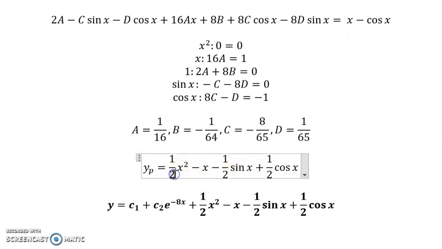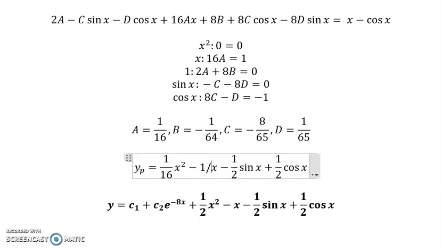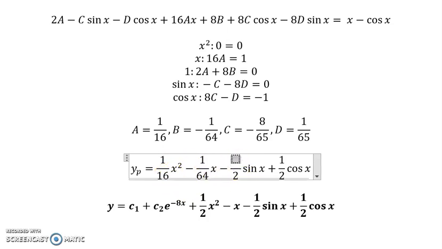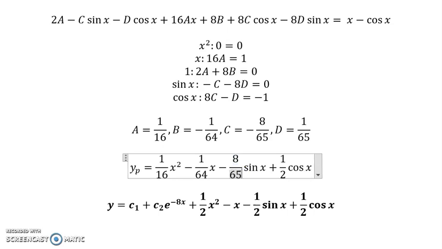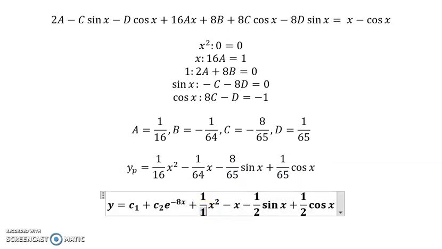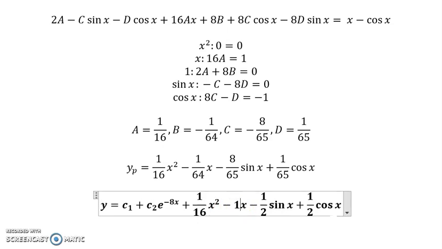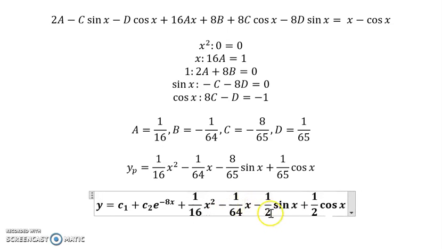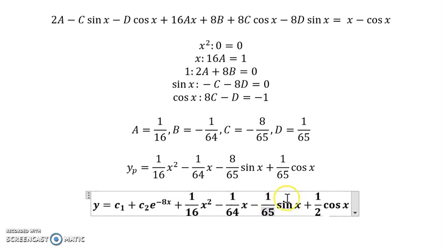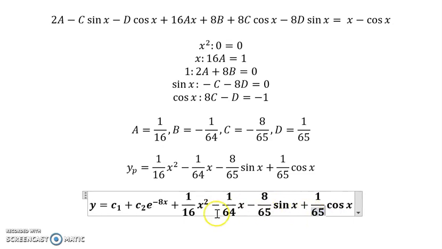And so then we put those into our solution to our differential equation. A is 1 over 16, B is that, C is negative 8 over 65, and D is 1 over 65. And so when we combine these into our original problem, we add in the homogeneous portion in order to show the final general solution that we can then use to solve for C1 and C2 if we're given initial conditions.